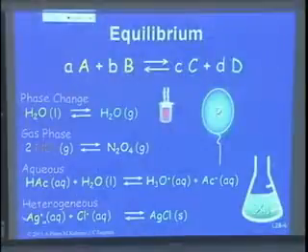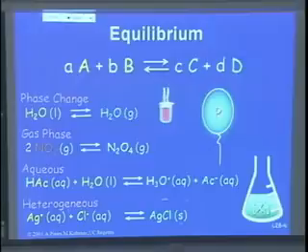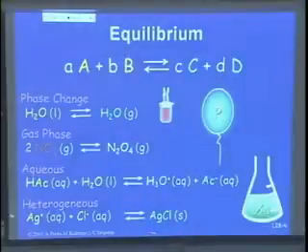If you have a heterogeneous equilibrium, for example, you have dissolved silver ions and dissolved chloride ions. When they meet each other, they precipitate. They form solid silver chloride. I think you will even do an experiment like this in the lab. So that's a heterogeneous equilibrium.